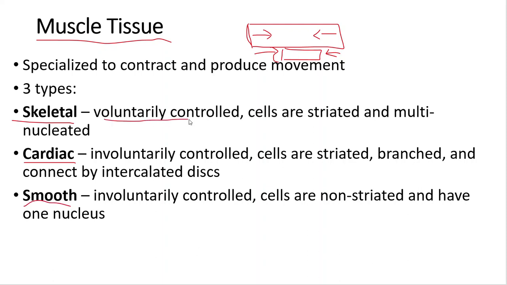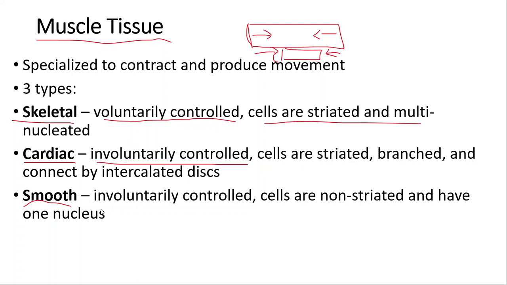Skeletal muscle is under voluntary control. These are things that your brain directly controls, your conscious brain directly controls. I'll tell you more about striation and everything when we see the picture. Cardiac muscle is involuntarily controlled. As a matter of fact, it basically sets its own pace. The brain, all it does is either slow it down or speed it up.